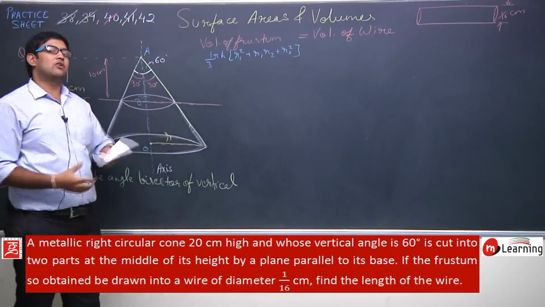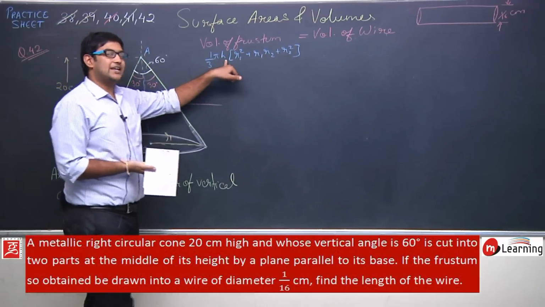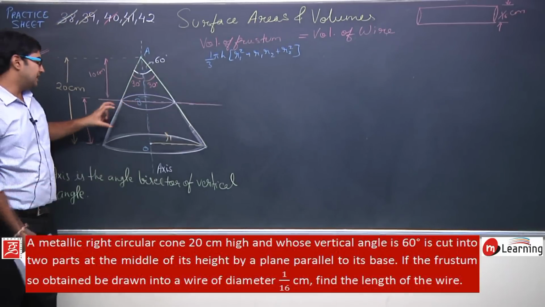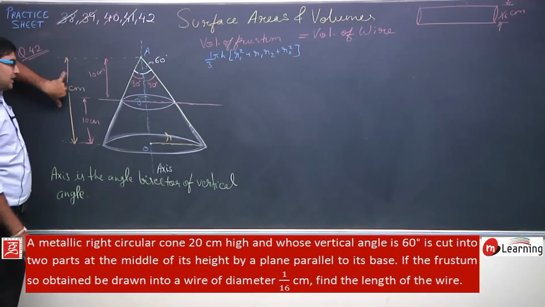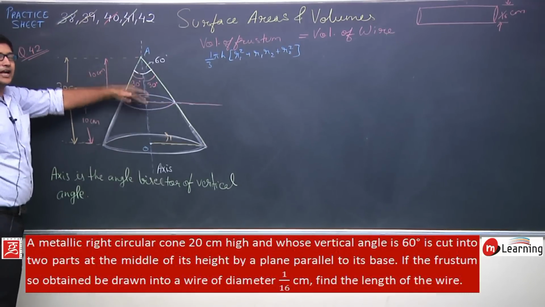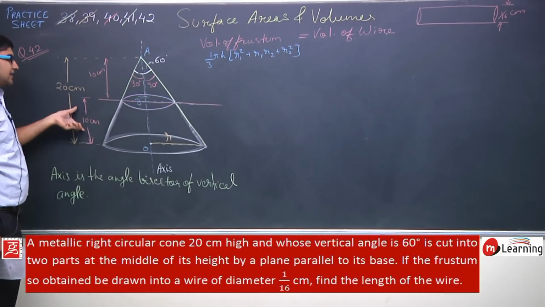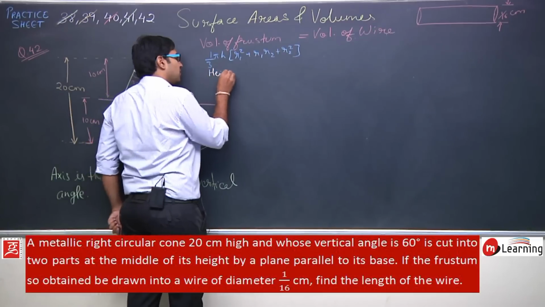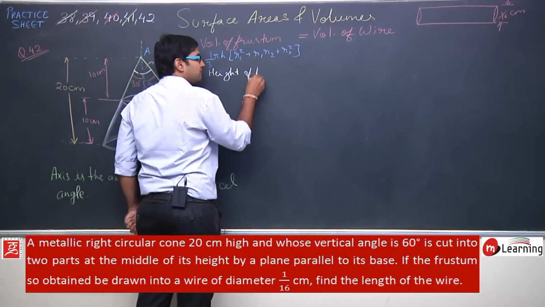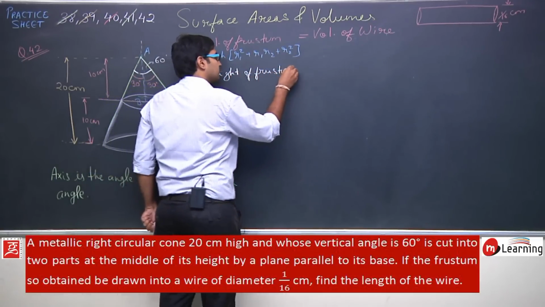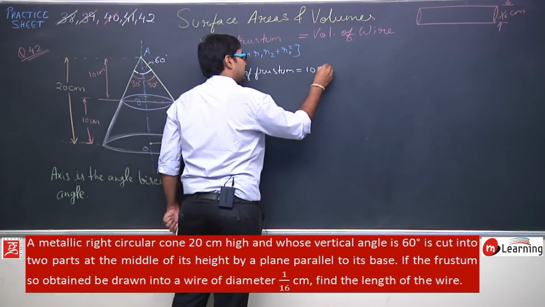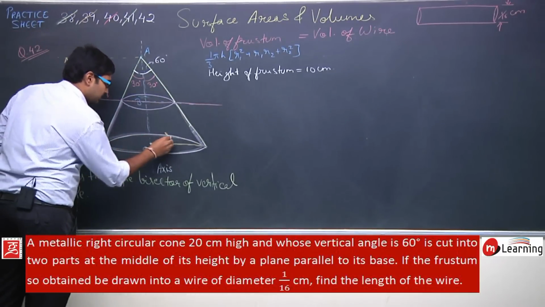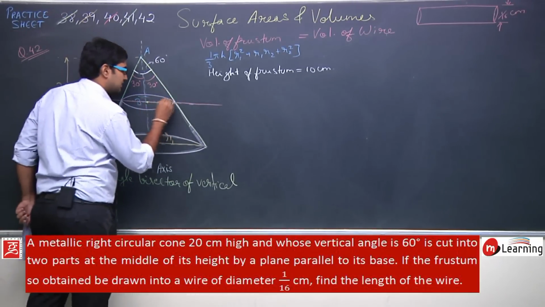So to calculate the volume of frustum, I need to know h, r1, and r2. Do I have the height of frustum? Yes, definitely, because total height is 20 and this plane of cut is in the middle of the height. That's why the height of frustum is 10 centimeters. So the height of frustum that I have is 10 centimeters. Now let us say this is R1 and this is R2.